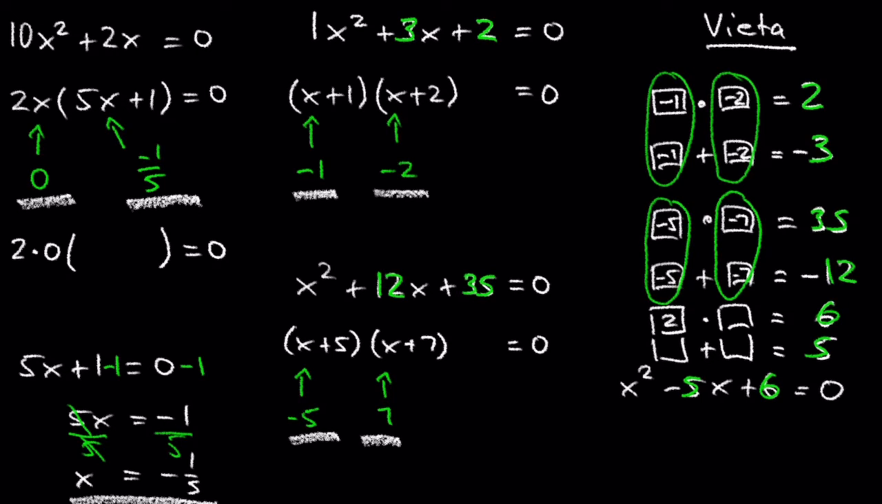2 times 3 is 6, and 2 plus 3 is 5, which is the opposite of negative 5. So the solutions for this problem are 2 and 3. So we can write (x - 2) times (x - 3).